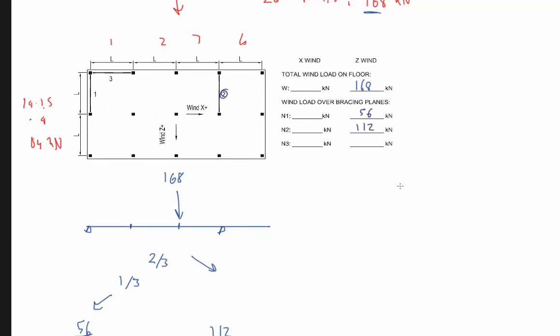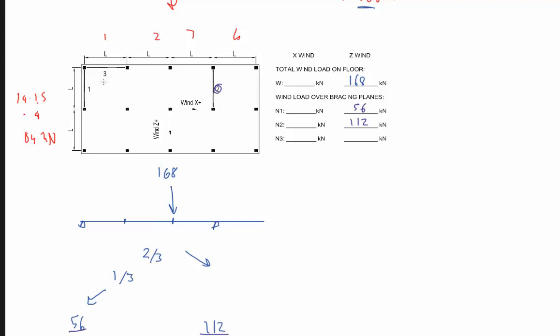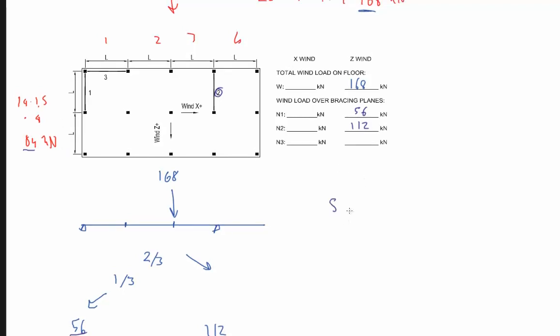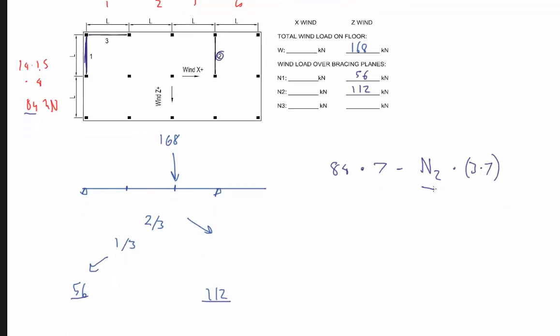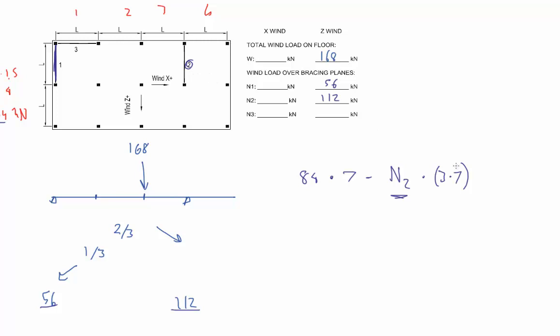Well, doing the X wind is a bit different. You take the 84 force, so 84 times this distance, which would be 7, minus N2 times this distance. This distance would be 21, since it's 7 times 3. Then you find the reaction N2, and N2 is the same as N1. So 84 times 7 is 588, and you divide that by 21, right? So N2 is equal to 28, and N1 is equal to N2.